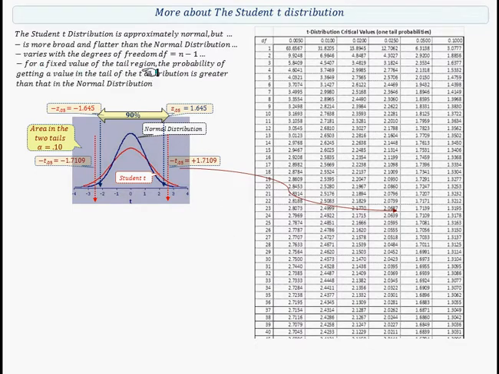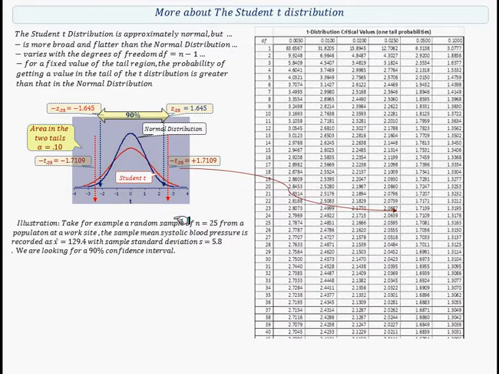For fixed values in the tail region, the area under the red curve is greater than that under the blue curve. So there's a higher probability of getting an area in the tail under the red curve than is the blue. We're going to take an example here.